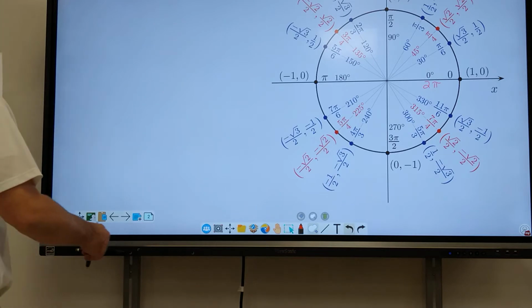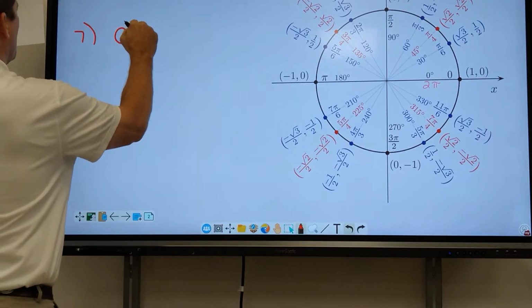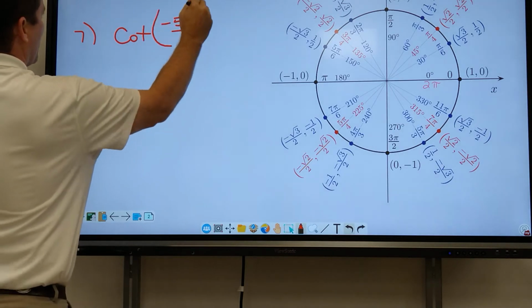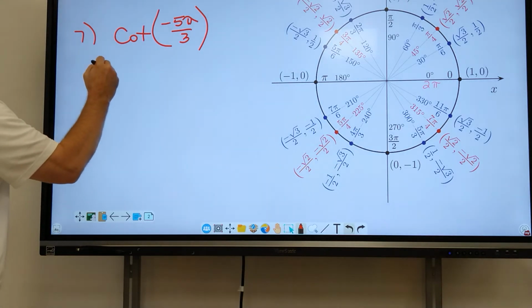All right, let's go to 7. Let's skip ahead a little bit. I'm just going to bounce around and do something for you. Let's go to 7. Cotangent of negative 5 pi over 3. All right, so we got a new formula. Kellen, what's my formula for cotangent? X over Y. X over y.